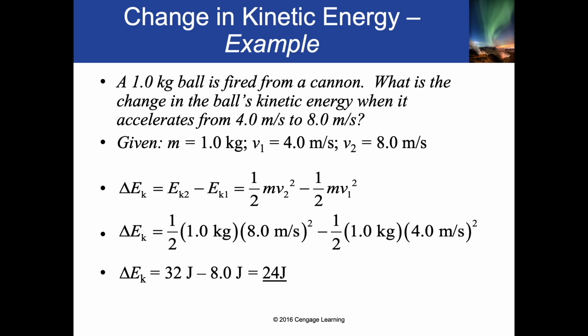We have a 1 kilogram ball, and it was fired out of a cannon. Why wasn't it just a cannonball? Whatever. Anyway, a 1 kilogram ball, it was fired out of a cannon. What is the change of the ball's kinetic energy when it accelerates from 4 meters per second to 8 meters per second? So notice again, the thing that changes is the velocity. It was starting out at 4 meters per second and it got faster. It got up to 8 meters per second.